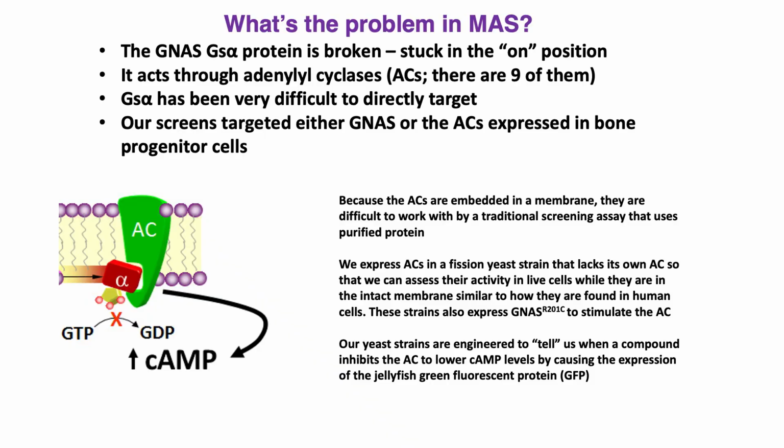So I'm going to go very quickly through this. You know that in McCune-Albright syndrome, GNAS is mutationally activated, so it's stuck in the on position, and it works by stimulating these transmembrane adenylyl cyclases. This cartoon doesn't actually do a good job of depicting what a transmembrane adenylyl cyclase looks like, but I'll get to that later in the talk. So now we have increased production of cyclic AMP, and so again, we developed a screen where we would be able to screen thousands of compounds for ones that could lower cyclic AMP production.